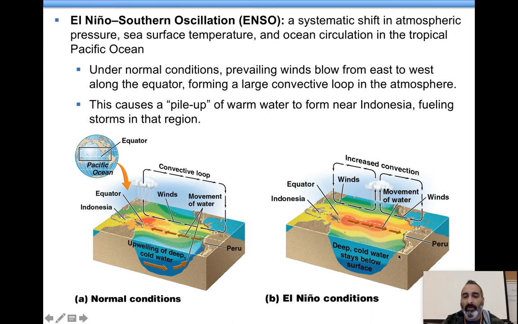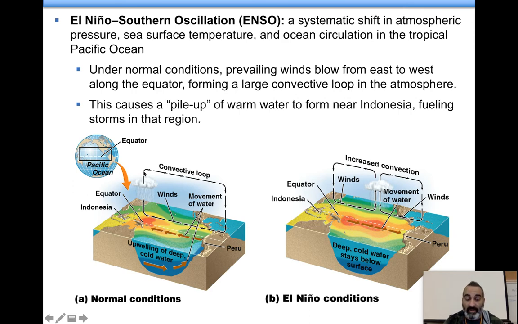So El Nino begins with a shift in air pressure, and that shift in air pressure moves water in a different direction, and that water now creates things that happen along the planet. So in essence, when you're asked questions about El Nino, the questions are going to relate to whether something is happening here in the Eastern Pacific or in the Western Pacific.